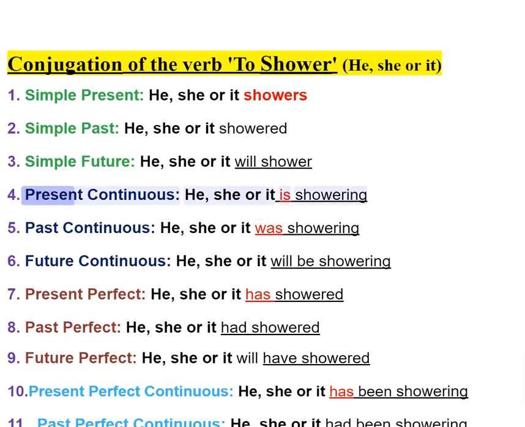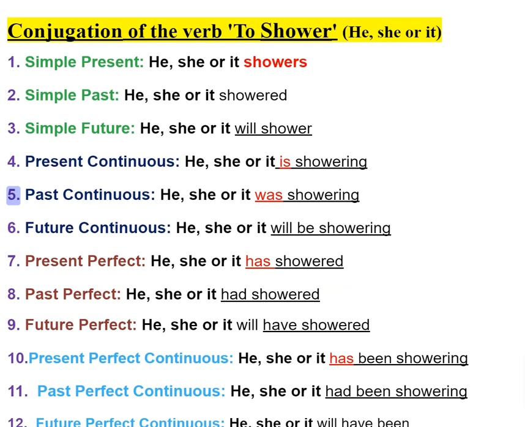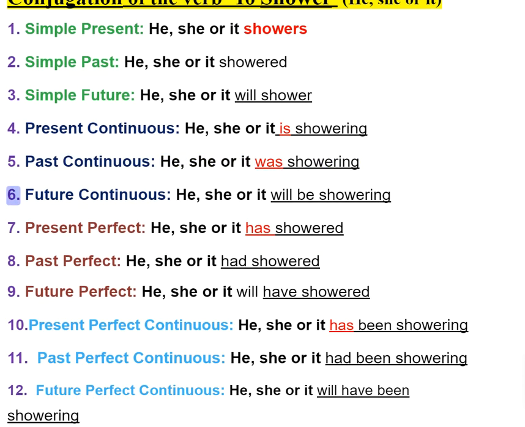4. Present continuous, he, she or it is showering. 5. Past continuous, he, she or it was showering. 6. Future continuous, he, she or it will be showering.